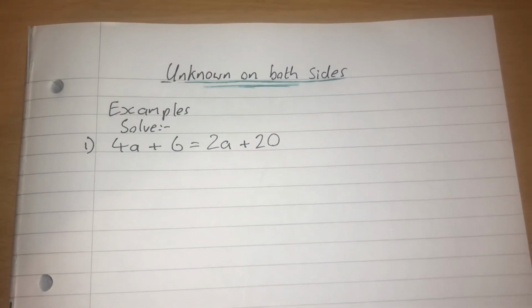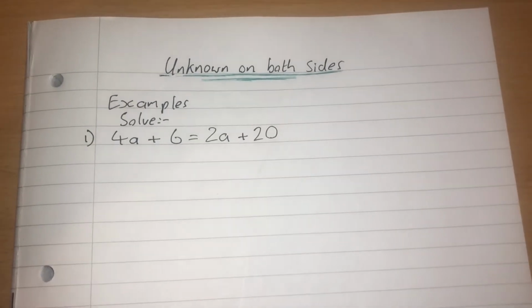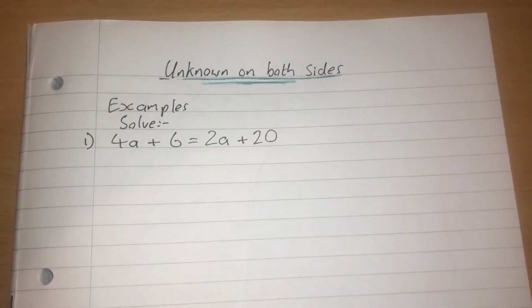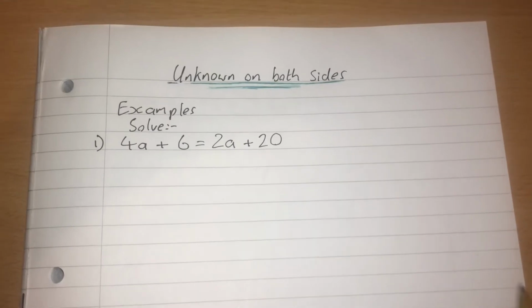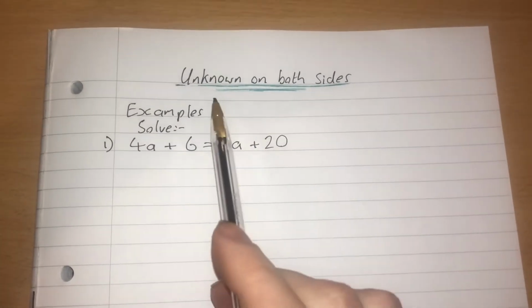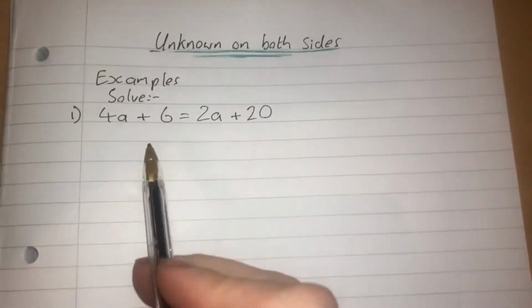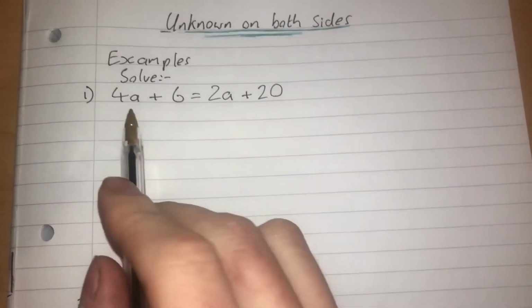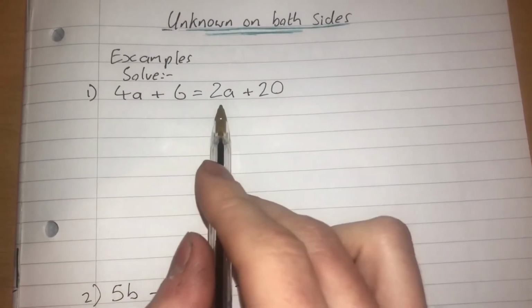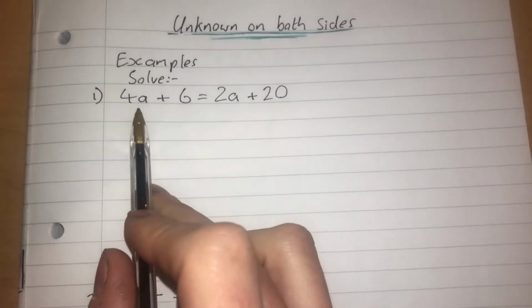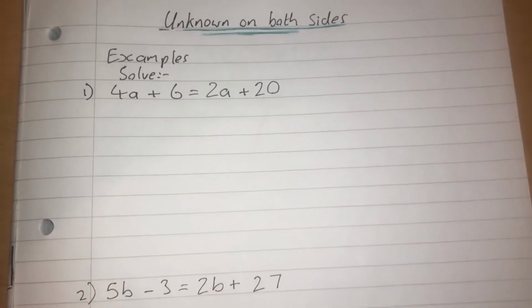So in today's lesson, just carrying on with everything we've been doing so far in terms of solving equations, we're going to now look at how we deal with equations that have an unknown on both sides. What I mean by that is that if we look at the first example, we have 4a + 6 = 2a + 20. So we have an unknown, we have an a on each side.